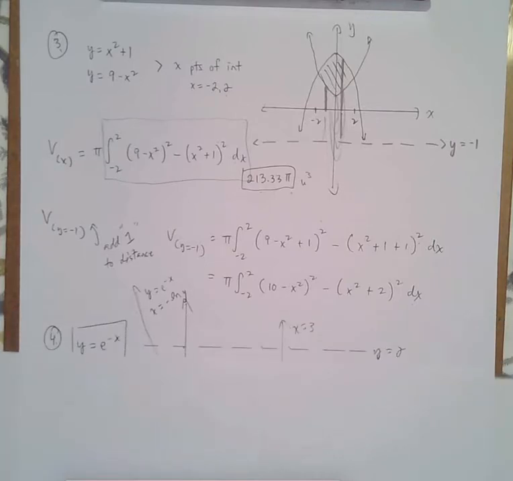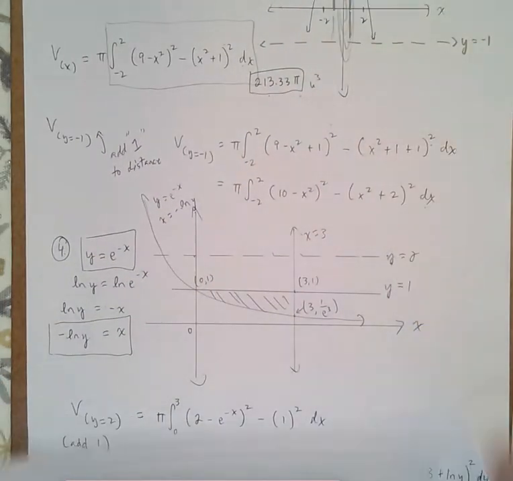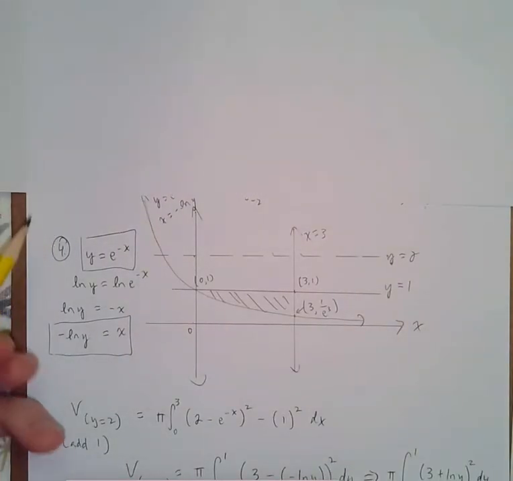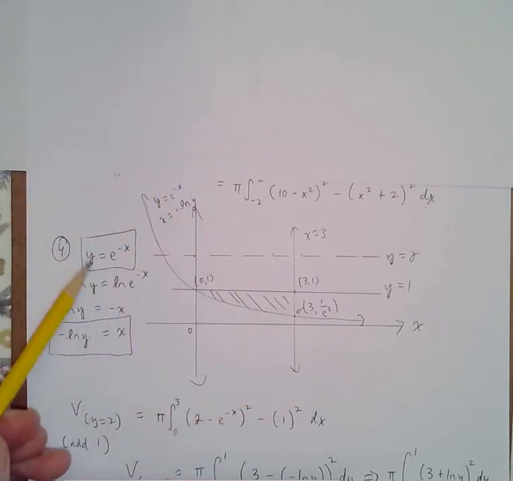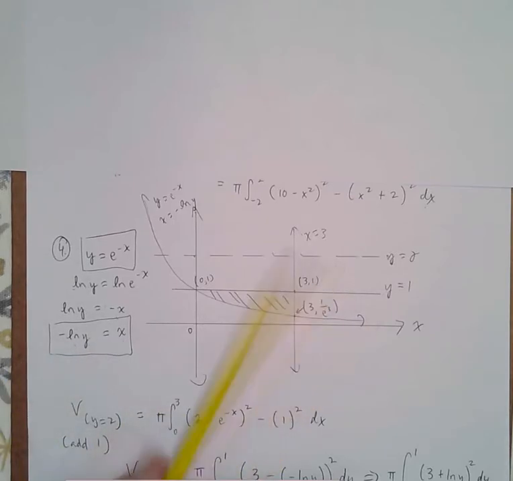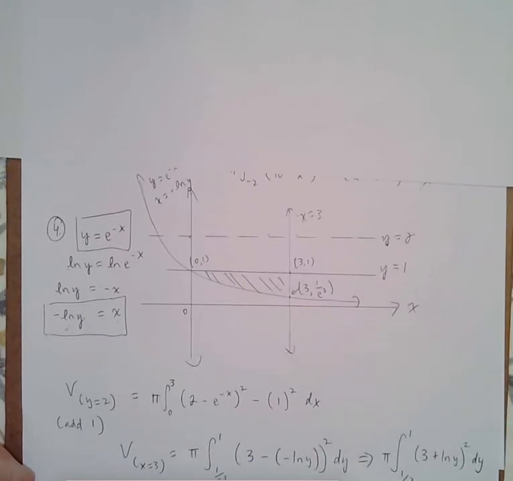The last problem is number 4. Again, I think what makes this a little tricky is you have to solve for x. So if y equals e to the negative x, I take the ln of both sides. The ln of e to the anything is anything. So x is equal to minus ln y. If I'm rotating about anything vertical, I have to use x equals minus ln y. Now that should make this a little bit of an easier problem.